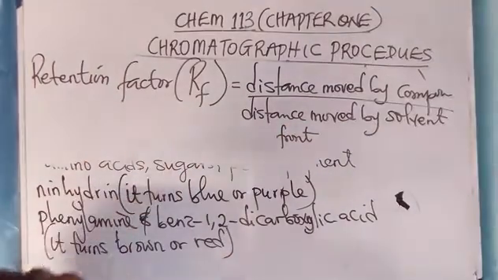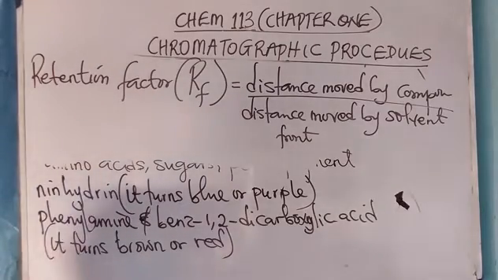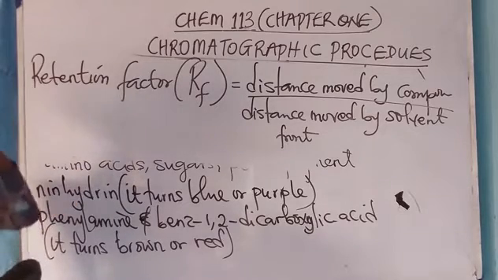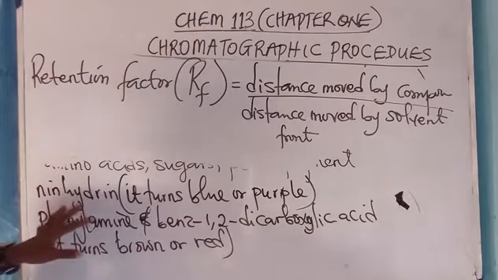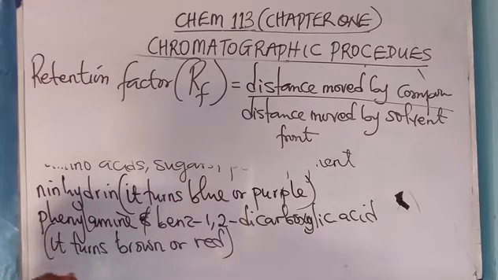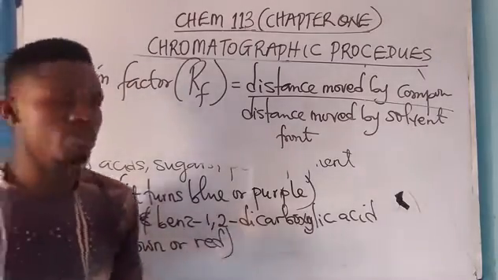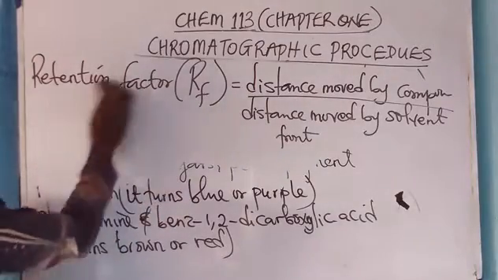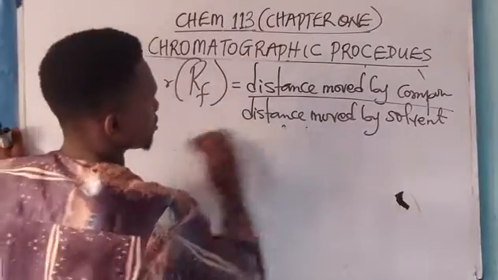So all of these are associated with what? The paper chromatography. Please take note of this. Amino acids turn blue or purple when tested with what? Ninhydrin, but sugars turn brown or red when tested with what? Phenylamine and benzene-1,2-dicarboxylic acid. Take note of that. Now, the next type of chromatography is the thin layer chromatography.